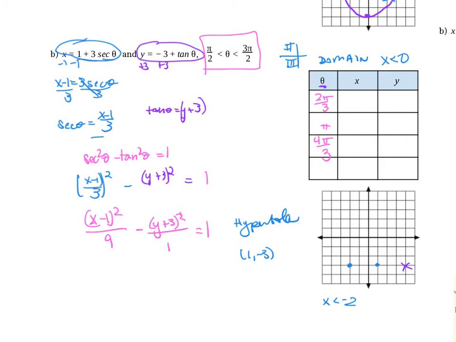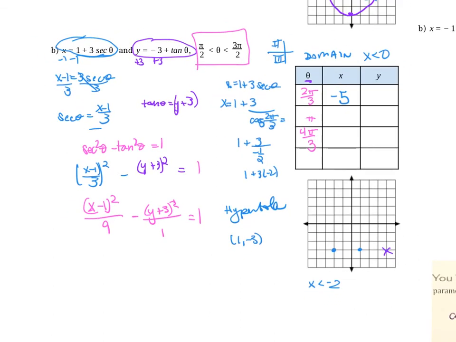So for x equals 1 plus 3 secant of theta, we're going to plug in 2 pi over 3. So this is x equals 1 plus 3, and I'm going to think about this as cosine of 2 pi over 3. Cosine of 2 pi over 3, we know that is negative a half. So it's 1 plus 3 over negative a half. Then we flip and multiply, and we end up with 1 plus 3 times negative 2. So 1 minus 6 is negative 5.